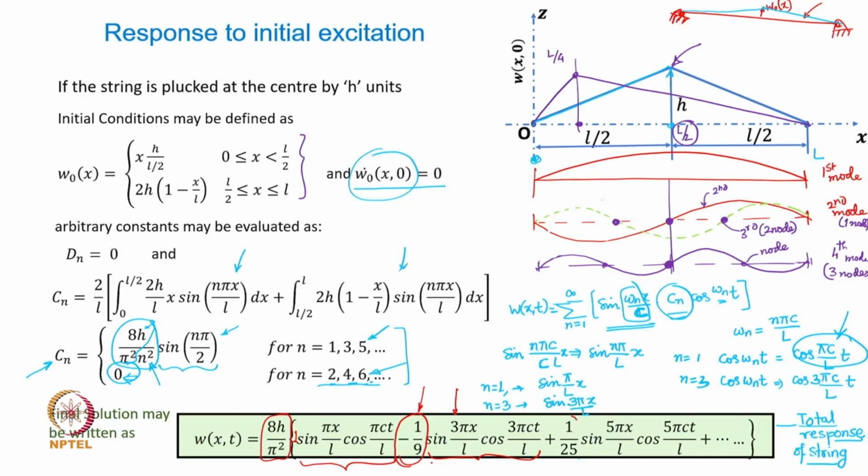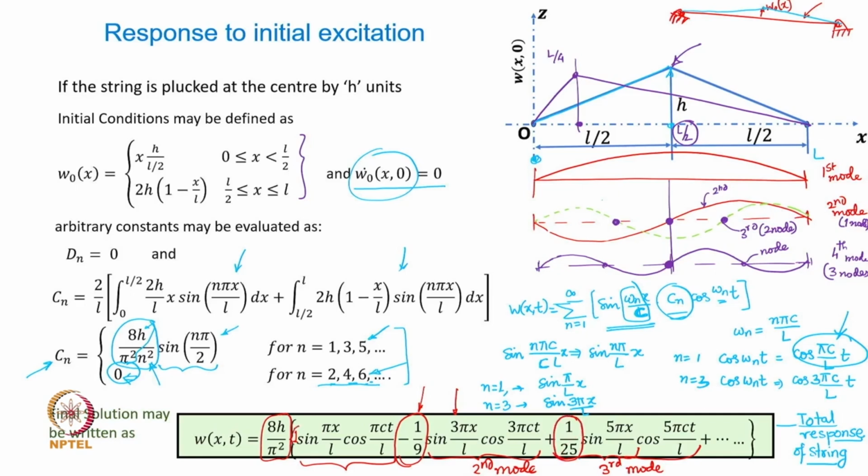What is the third mode? So this is the second mode, and this is your third mode. Sorry, this is your third mode. And what is the amplitude or the contributing factor of the third mode? It is 1/25th of the first one relative to the first one, right?